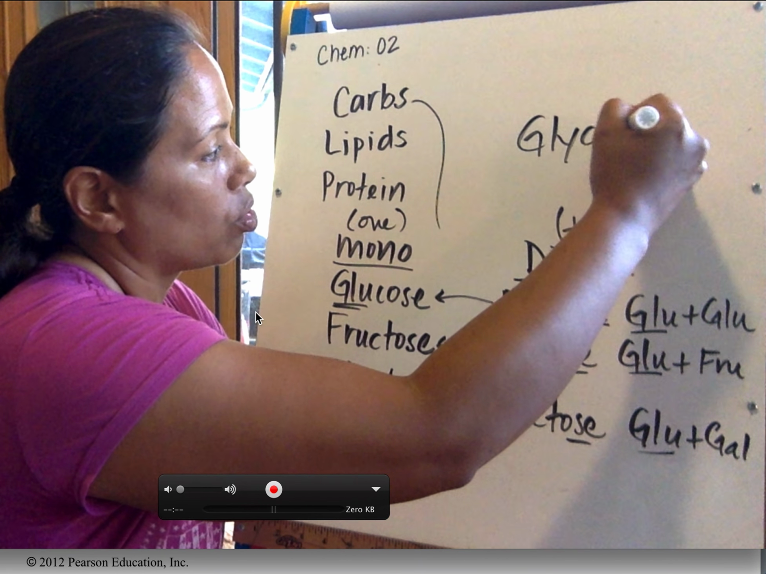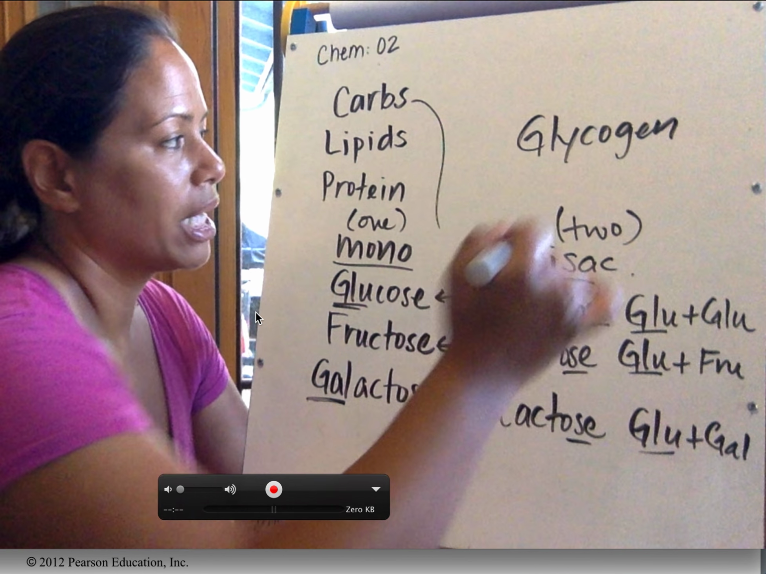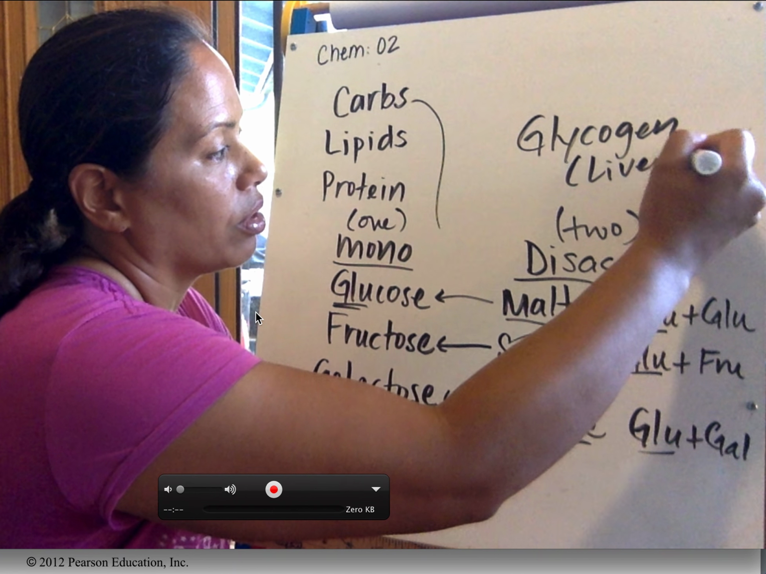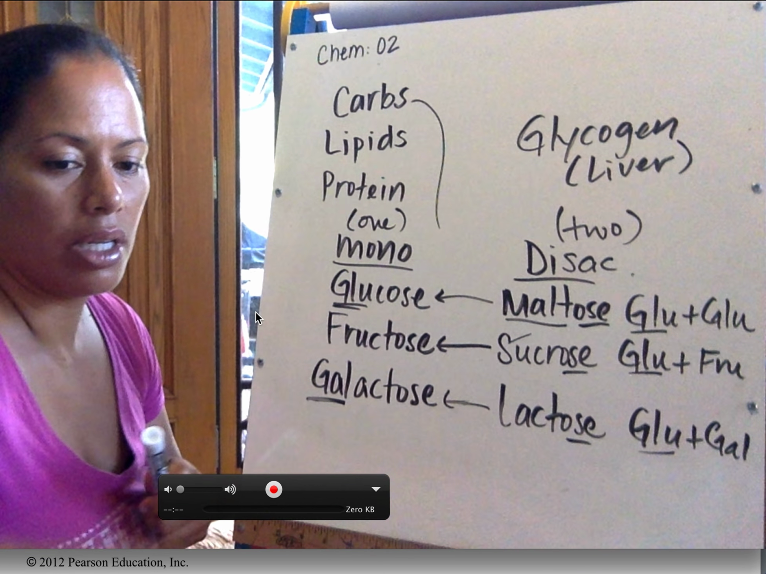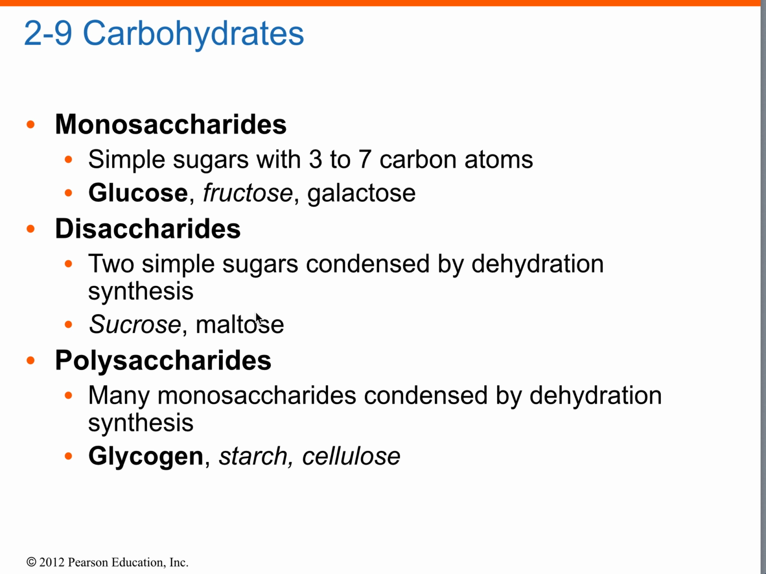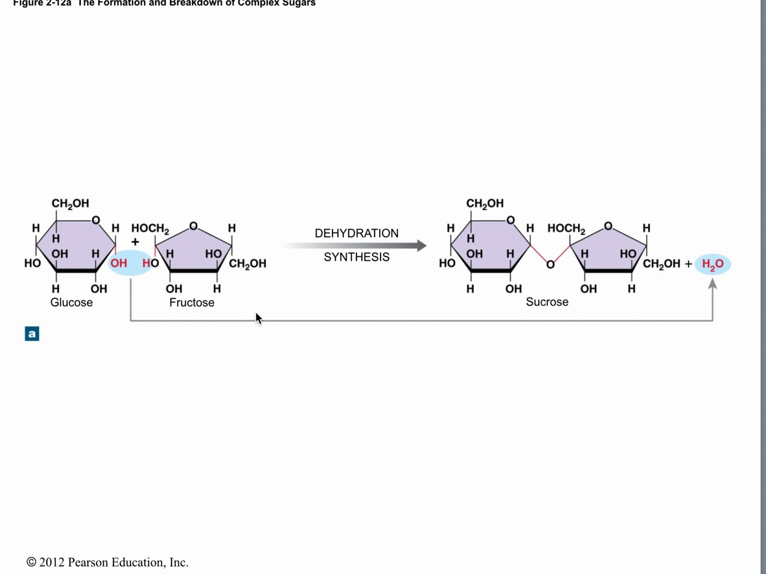Glycogen is your storage form for sugar and glucose, and it is in high abundance in the liver. It's the best place for us to store it. Let's take a look at what else we have. So monosaccharides, disaccharides, we already looked at that.